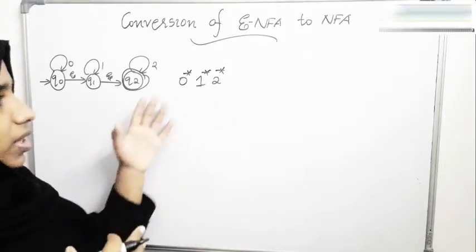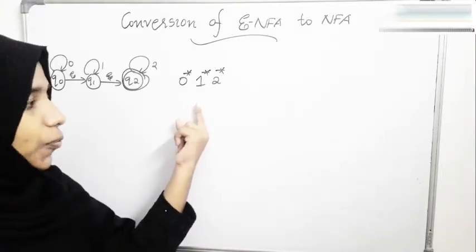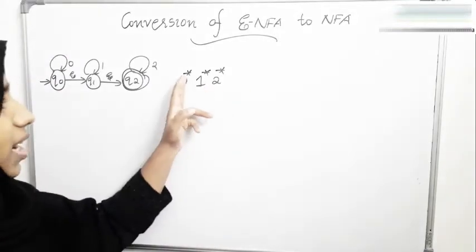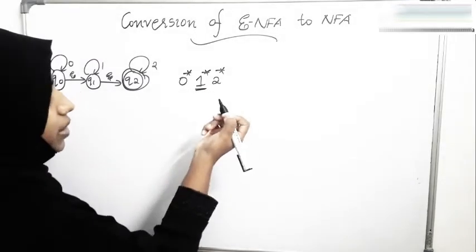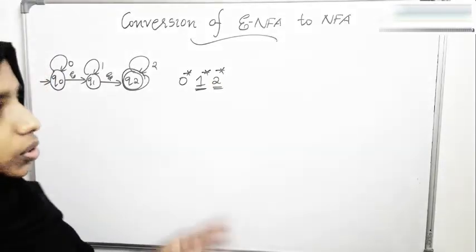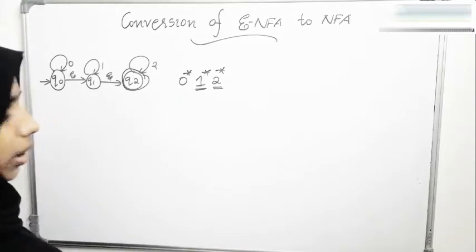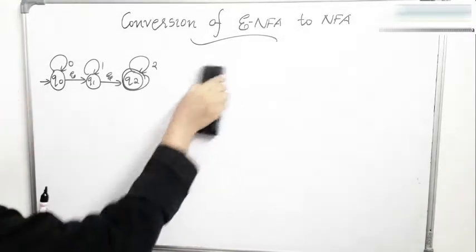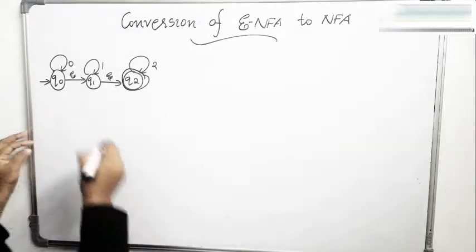A mixing of these three digits is not allowed. First some set of zeros, then some set of ones including zero, then some set of twos. Star means zero or more occurrences. That is, even if one is absent, that makes sense. Even if two is absent, that's fine, because it is zero or more twos, zero or more ones, zero or more zeros. That is what it means. Now we will see how we can convert this into an NFA. This is an epsilon NFA definitely, and we will see how we can convert it into an NFA.